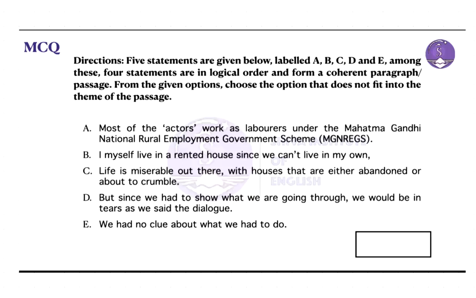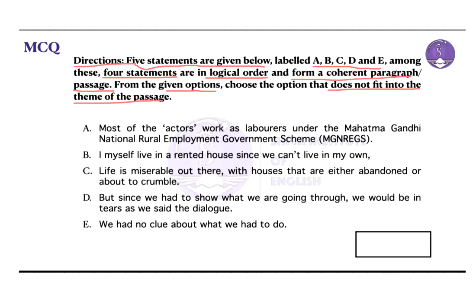So, what does the direction state here? The direction states that five statements are given below, labeled A, B, C, D, and E. Among these, four statements are in logical order and form a coherent paragraph or passage. From the given options, choose the option that does not fit into the theme of the passage. Well, like I pointed out, we need to go for the odd one out answer.